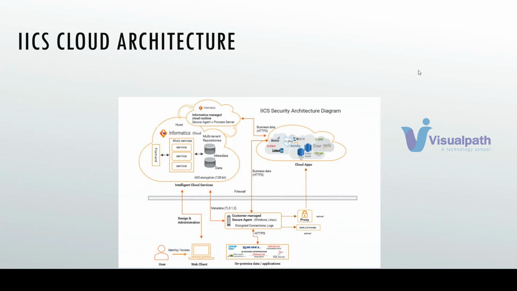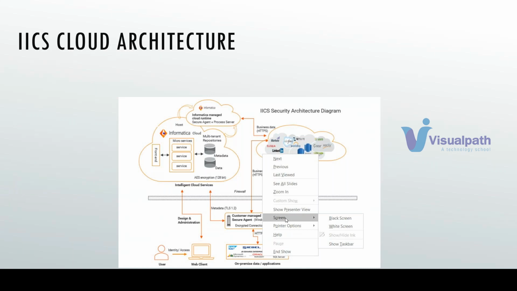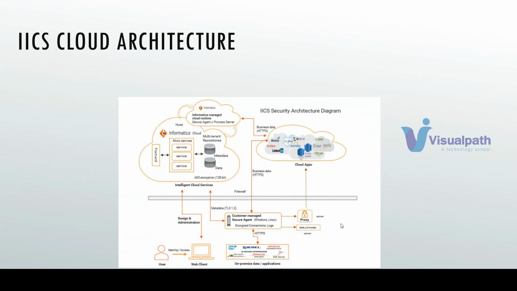let me give a brief overview about architecture. Architecture is very important for you to understand. So how does the architecture look? If you look at this picture, this is a user who logs in, a machine with a user with an identity access. He logs into a machine with a web browser and a web client, and all the design and administration functions are performed. And there is a customer-managed secure agent, which is typically installed on a Windows or a Linux environment.